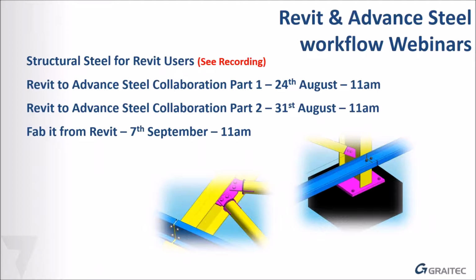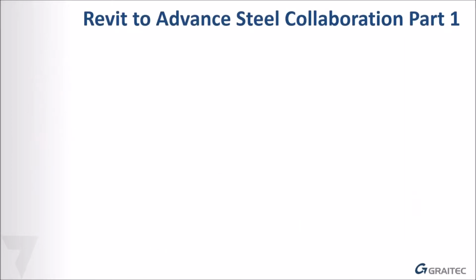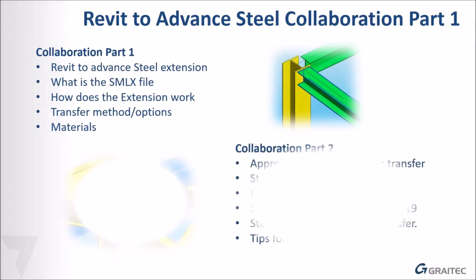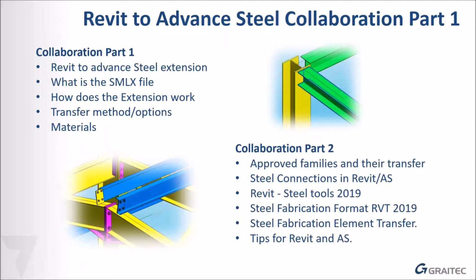We're going to do part 1 of that today, and then obviously Rob's going to follow up with a Fabit 1 at the end, which is about taking it into fabrication detailing. So part 1 we're going to cover today, and then part 2 is next week, so you need to tune in for that next week. But this one today, we're going to talk about the extension itself, what the file is, how does it work, what the different options are amongst the transfer method, and touch a little bit on materials as well.